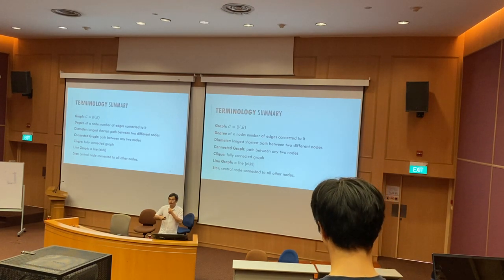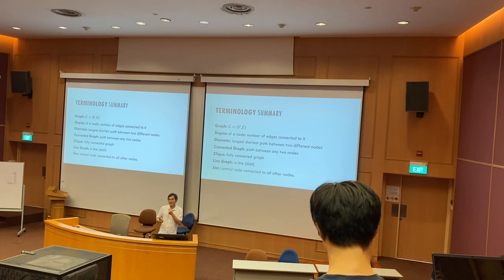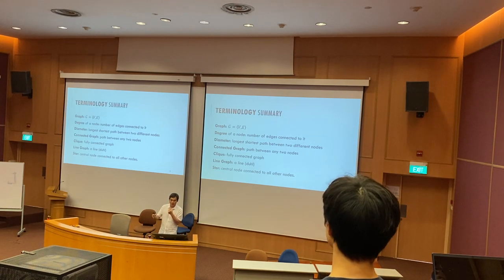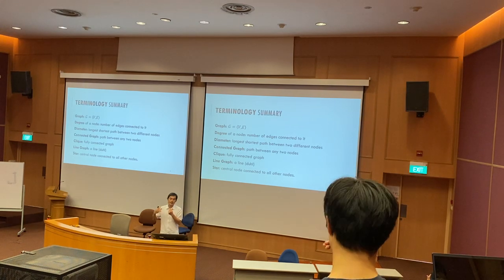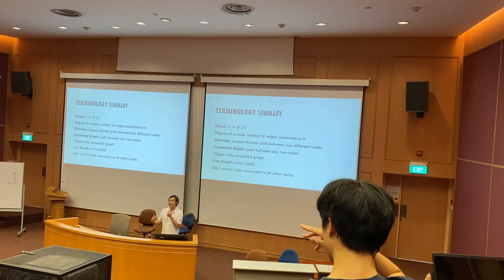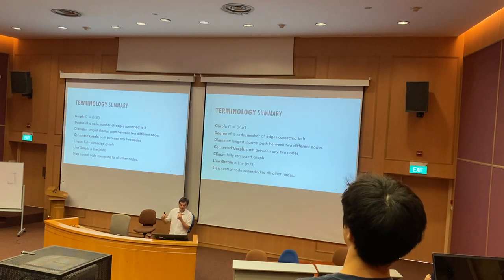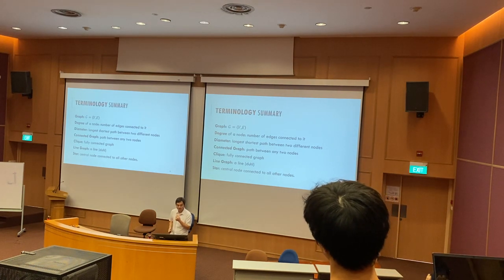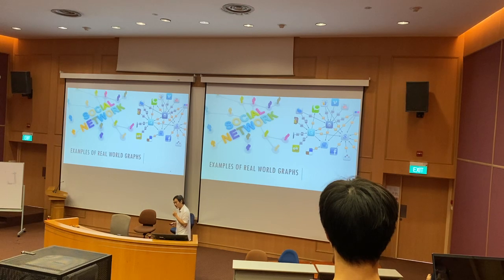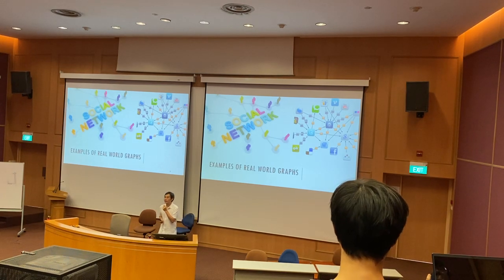A clique is a fully connected graph. A line graph is a line. A star is a central node connected to all the other nodes. Okay, so these are some basic terminology. So if I ever say a star in the future, you know what I mean. If I say a clique, you also know what I mean. Okay. All right. So let's move on to some fun stuff, which is examples of real-world graphs.